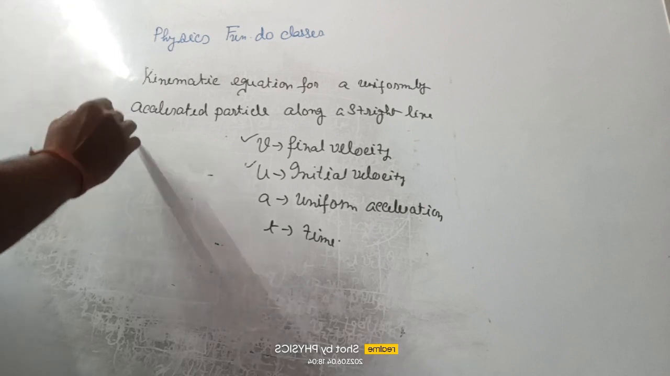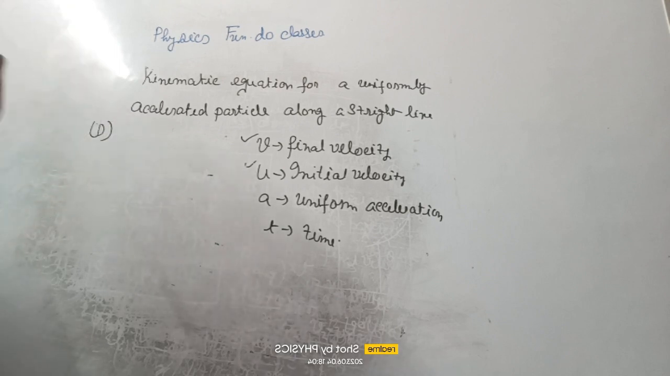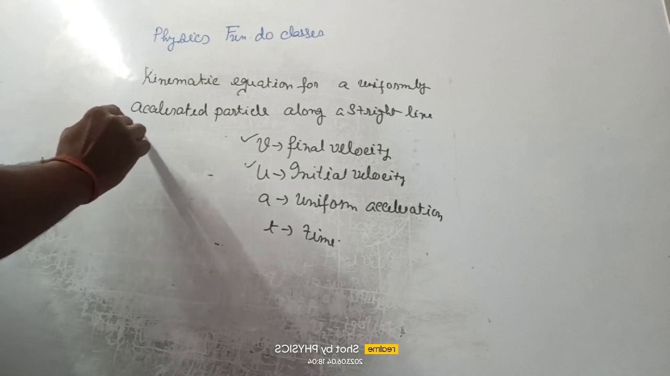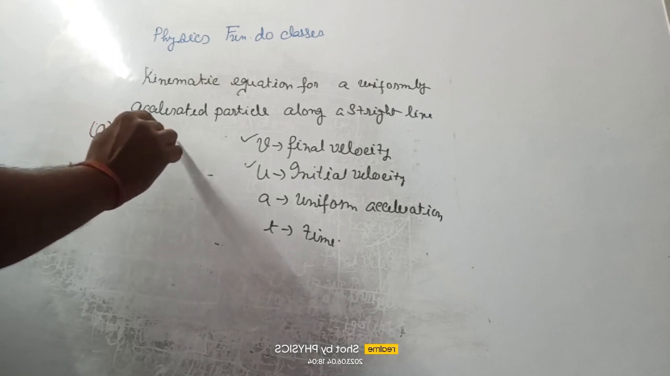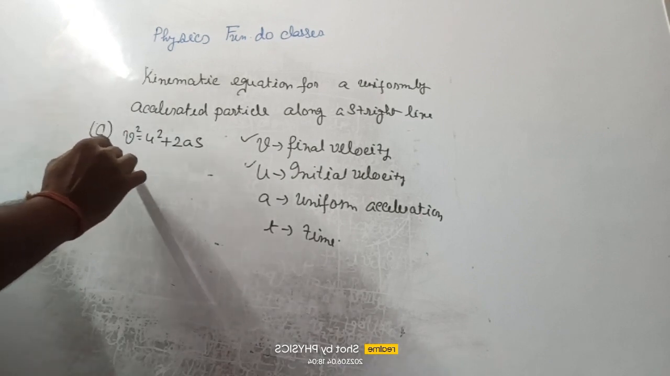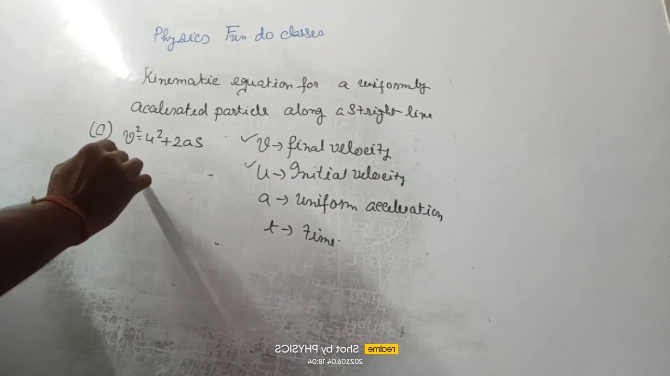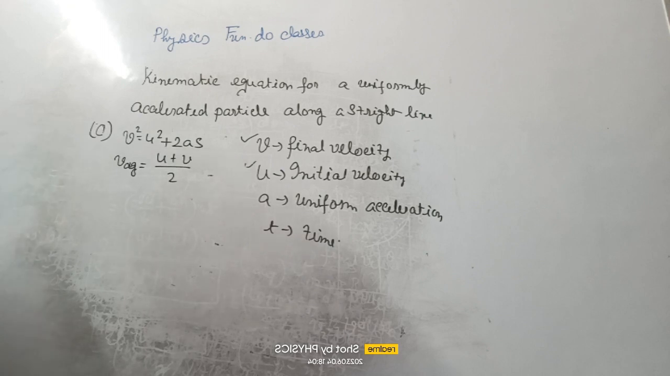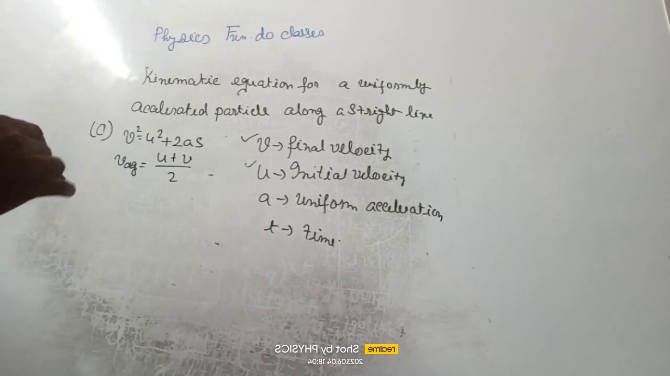Now let's move to the third equation, C. V square equals u square plus 2as. Again, V average is equal to u plus v by 2. Simple.